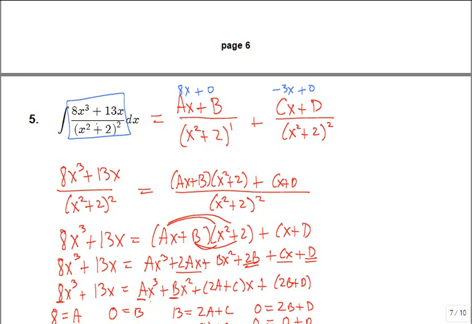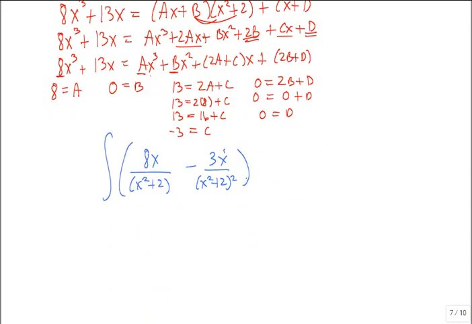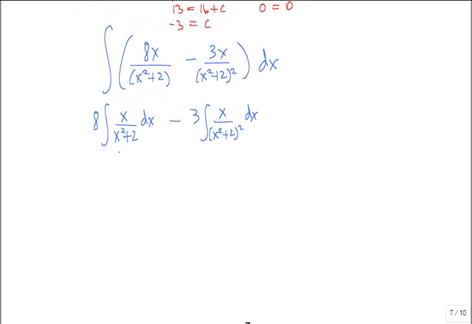So instead of integrating the original problem, let's integrate these two instead. And hopefully that'll be easier. So I'm going to break these up into two separate fractions. I'm going to pull the 8 out, so this would be x over x squared plus 2 dx. And then I'm going to pull this 3 out and write this as x over x squared plus 2 squared dx. So now to integrate, be on the lookout for ln's.